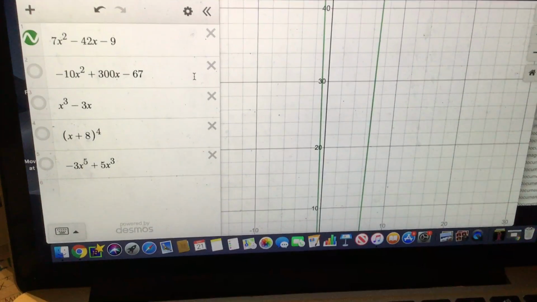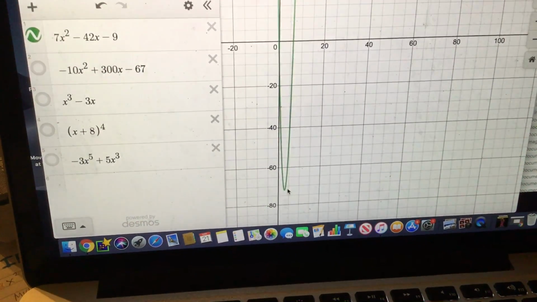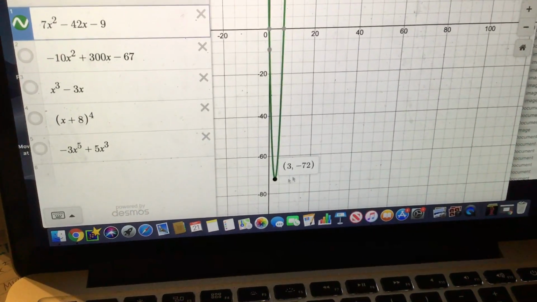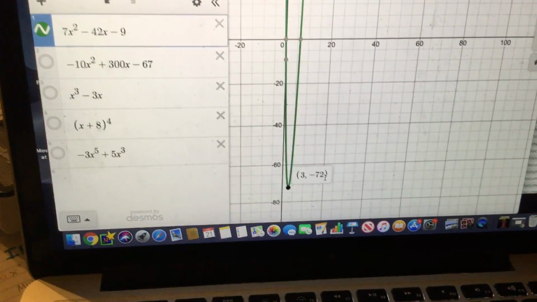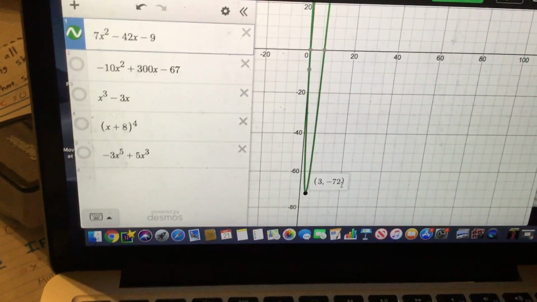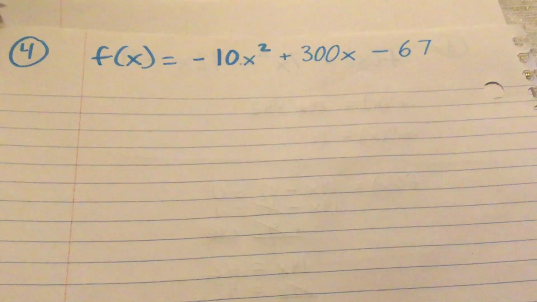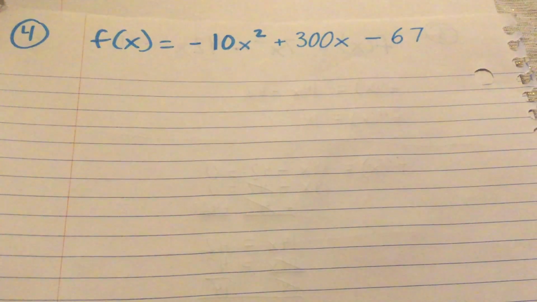So 7x squared minus 42x minus 9, it's green. Let's figure out where it is. So at x equals 3, it is a local minimum, specifically at (3, -72). I love technology. Okay, moving on to problem number 4 now. f of x is equal to -10x squared plus 300x minus 67.